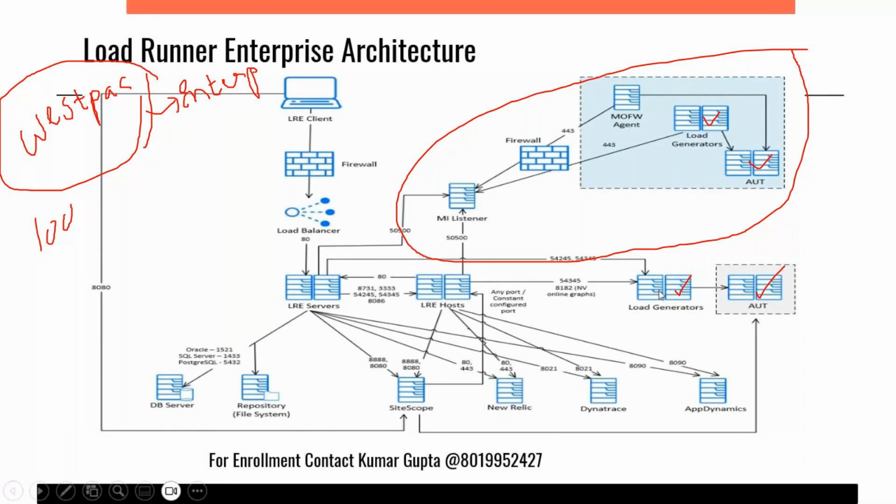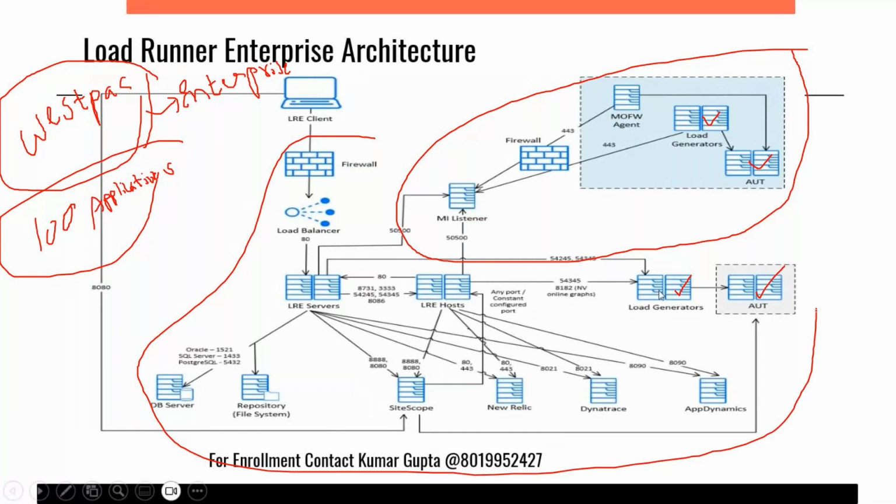in this enterprise company, there are usually multiple applications. Let's say there are 100 applications. Now all those 100 applications need not be in the same network. Let's say 70 of them are in one network, and the 30 other applications are in another network. So obviously there will be a firewall.